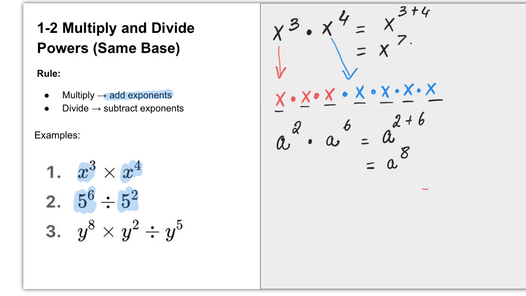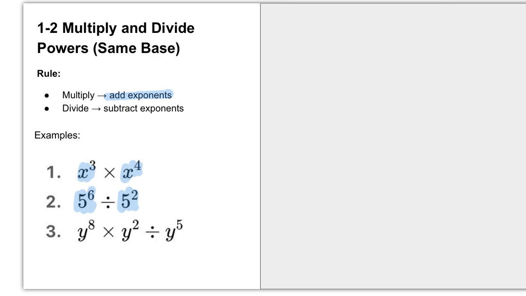Let's now dive into dividing numbers with exponents. The rule is subtract the exponents. So let's try and understand what that means. Okay, I'm going to erase this. Example 2. 5 raised to the 6th power divided by 5 raised to the 2nd power. In your book, it might be written like a fraction, which is okay. Both ways, I'm going to show you what to do.